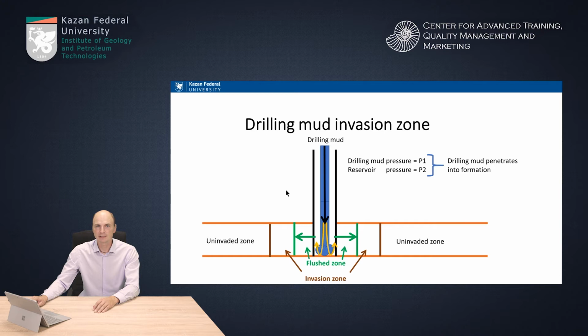We are creating three types of zones. That's the flushed zone, shown with green, the invasion zone, shown with brown, and the uninvaded zone, the rest of the formation. In the flushed zone, the drilling mud completely replaced the original formation fluid. In the invasion zone, the drilling mud partly replaced the original fluid. And the uninvaded zone: in this zone we have the original reservoir fluid, and our drilling mud did not penetrate that deep.